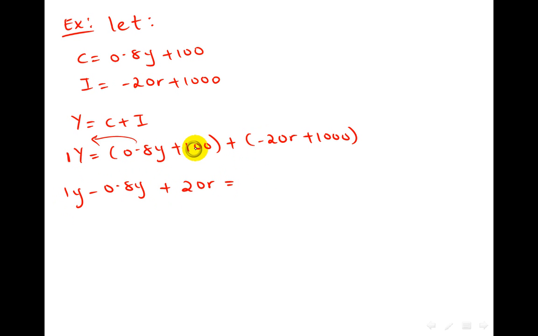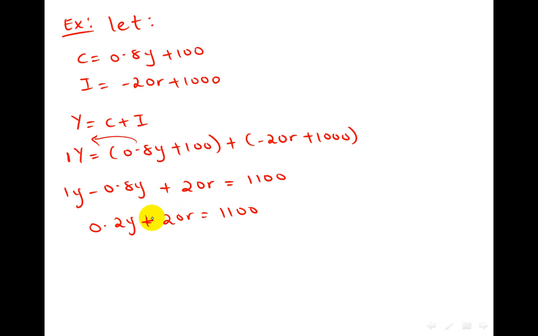Now you can add these two constant numbers. It will give you 1100. If you subtract, you have 0.2y plus 20r equals 1100.